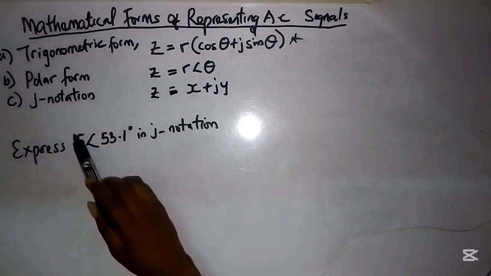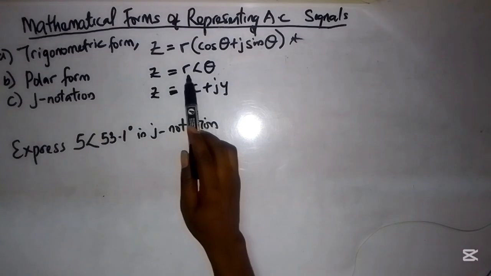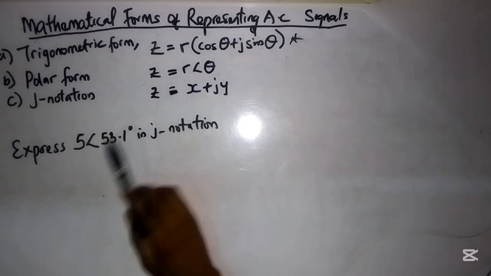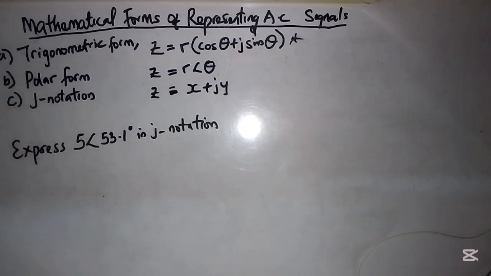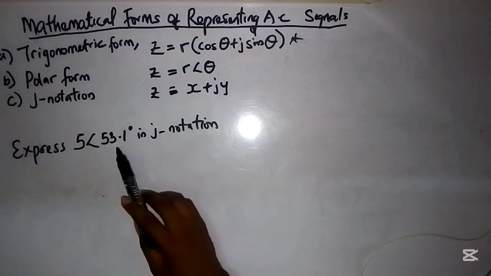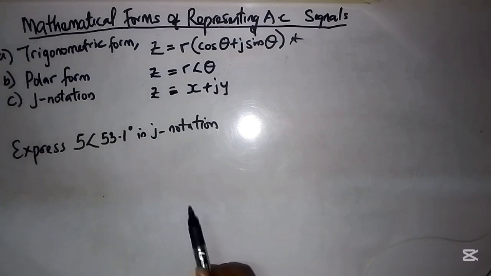You can see that this is the impedance and is given as R, which is the magnitude, and this angle is the phase or the direction. So in order to move this expression from polar form to j-notation, the first thing we're going to do is look at the angle, and the phase here is 53.1 degrees.